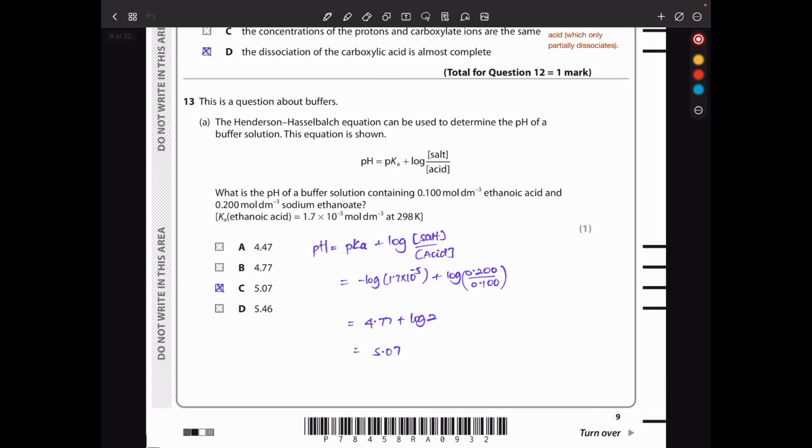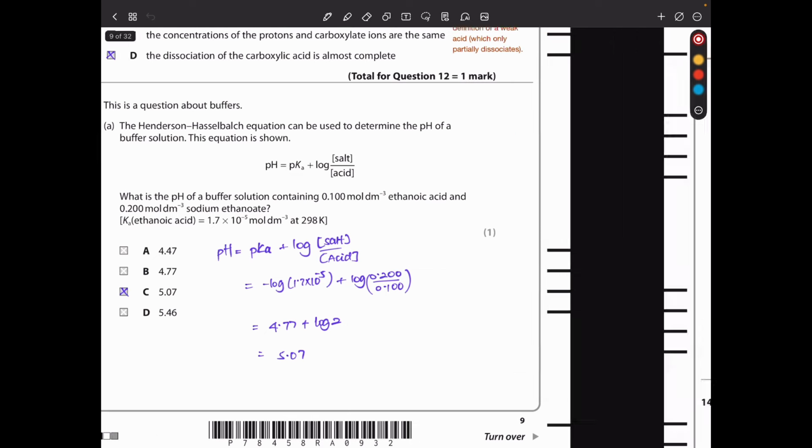So this is the same as, this gives 4.77 plus log of 2. And using the calculator, I got 5.07, and C is the answer.